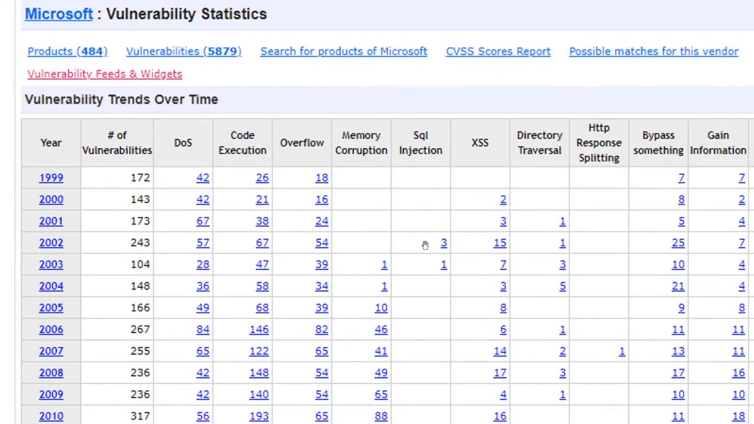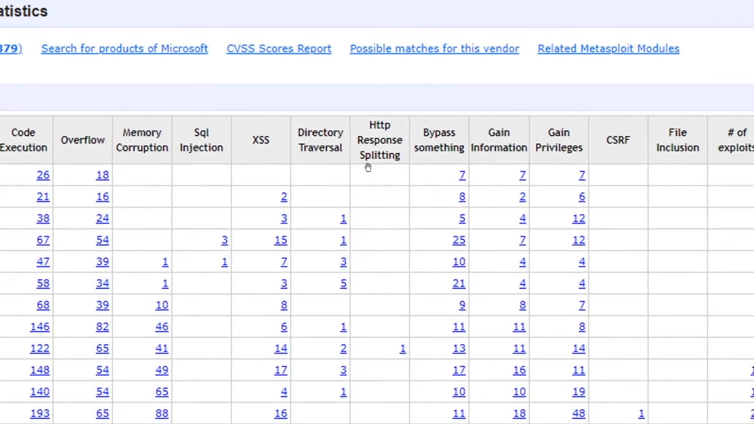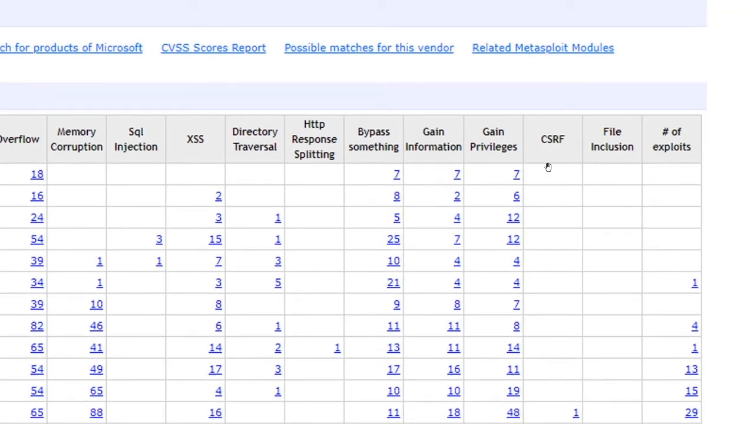They have a classification system. They organize it by denial of service, code execution, overflow, be it buffer or heap, memory corruption, which is sort of an overflow in a way, SQL injection, cross-site scripting, directory traversal, HTTP response splitting, bypassing anything, gaining information, so data exfiltration, data leakage, gaining privileges, so privilege escalation, cross-site request forgery, file inclusion, and then they have a summary.